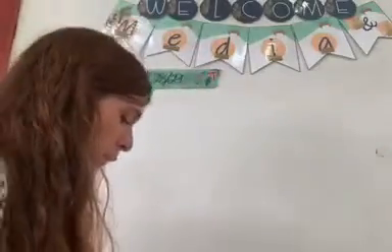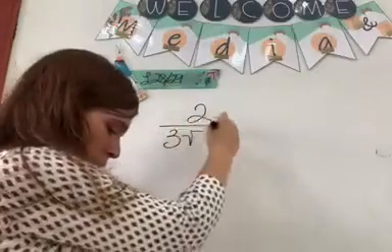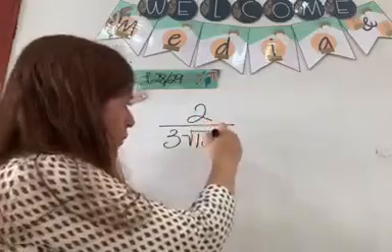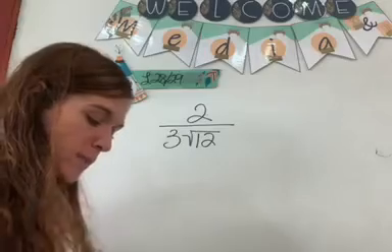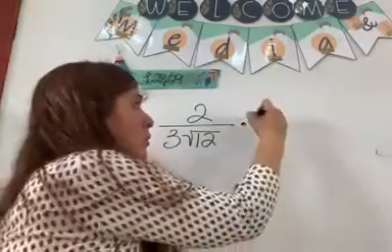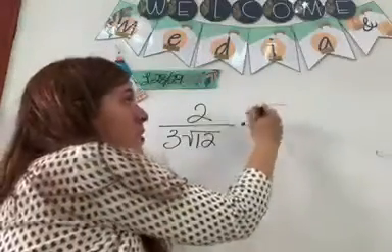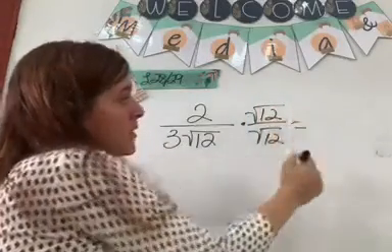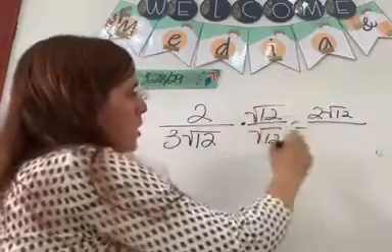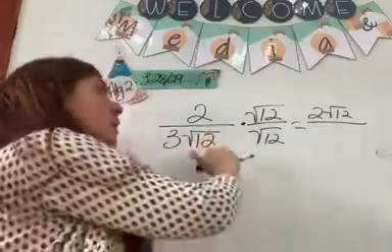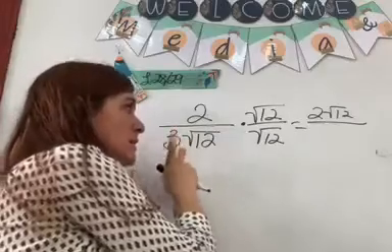So look at example 4. 2 over 3 square root 12. You can basically do this 2 different ways, but let's do it this way. Without even thinking about whether or not you can simplify that square root 12, let's multiply the numerator and the denominator by square root 12. So we have 2 square root 12 over 3 times square root 12 times square root 12, which is 12, so that's going to be 36.